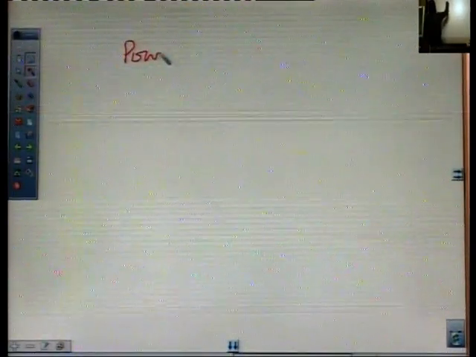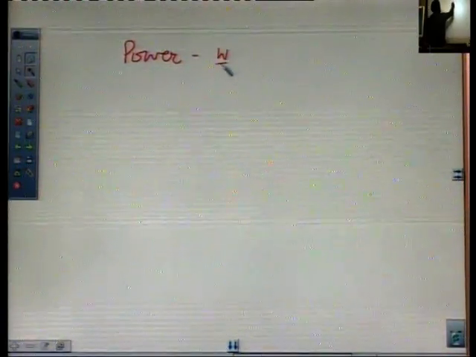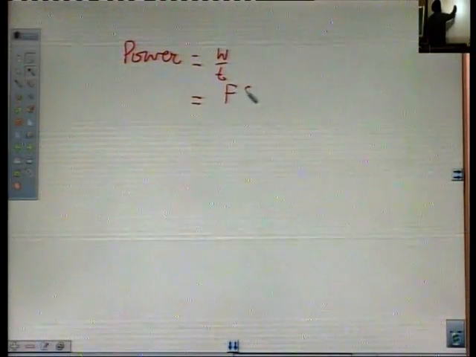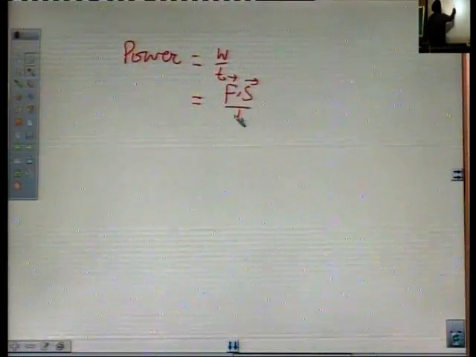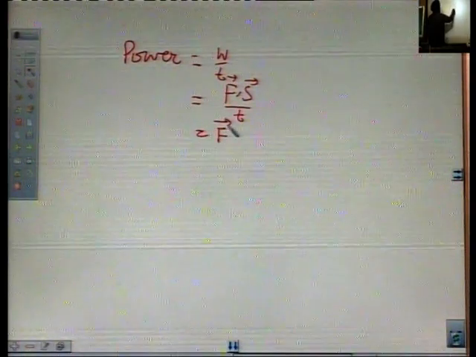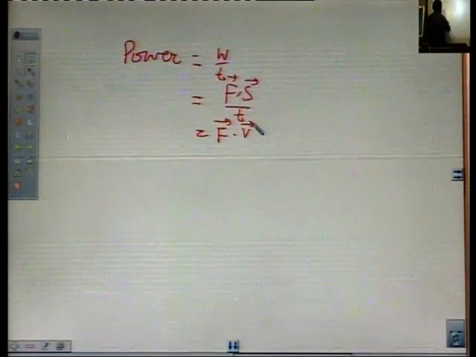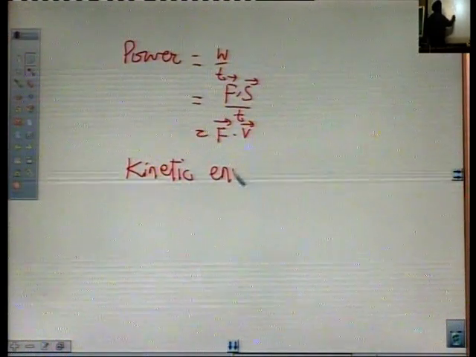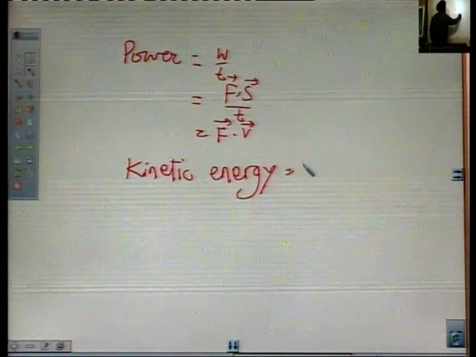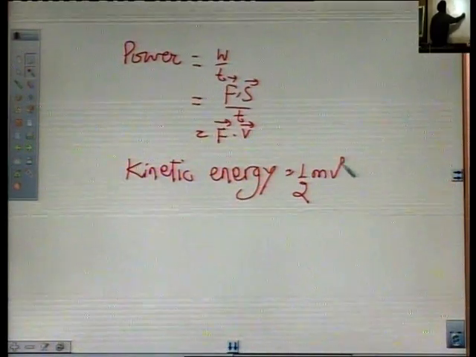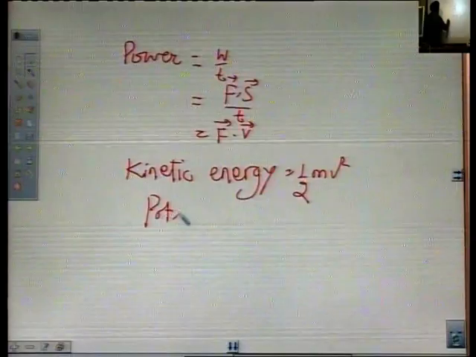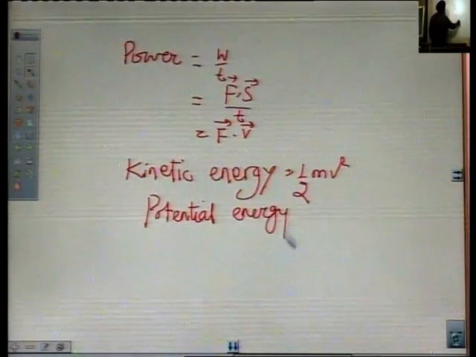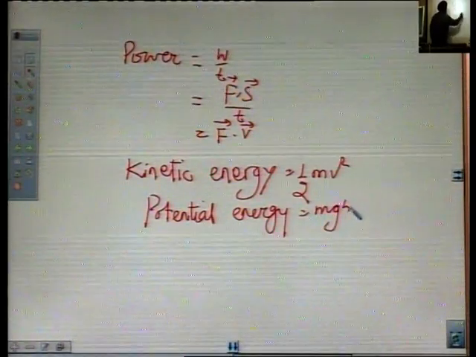Power is the rate of doing work, work done per unit time. Work is force into displacement. Displacement over time is velocity. So, power is force into velocity. Kinetic energy is half mv square. Potential energy is mgh.